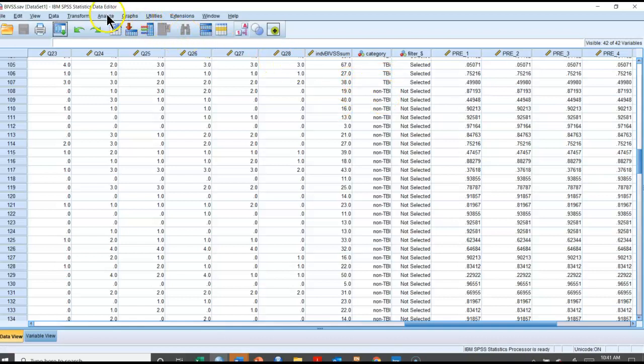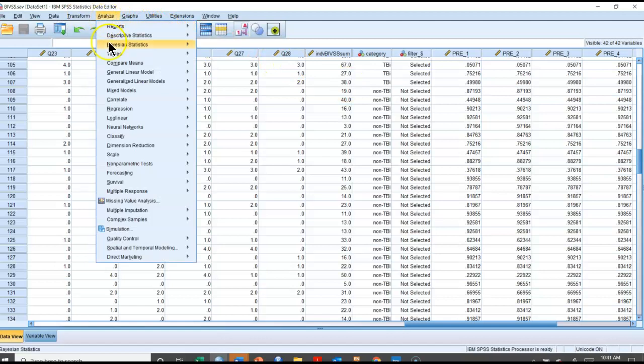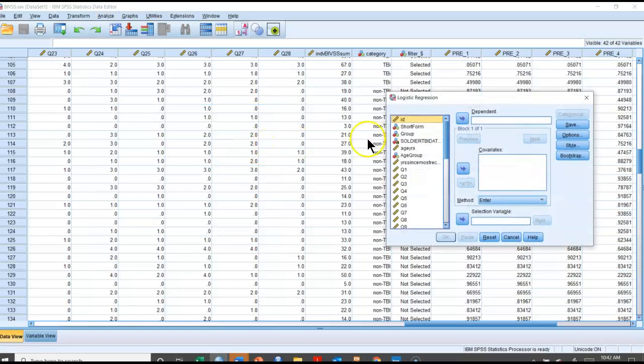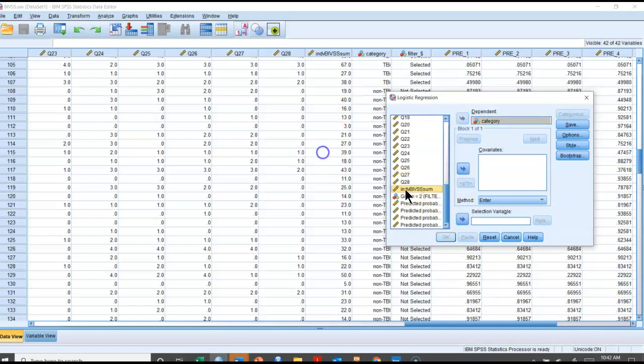So let's do our regression. We go to Analyze, go down to Regression as the type of statistic. We skip Linear. We come down to Binary Logistic. Our dependent variable is the category, TBI or not TBI. And the independent variable, here it calls it a covariate, is the sum.